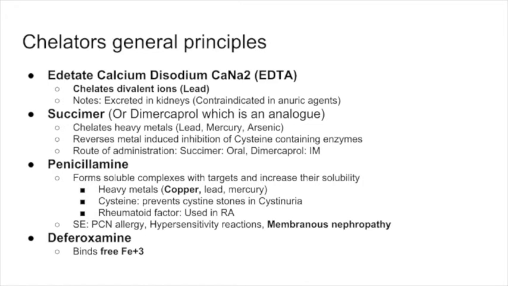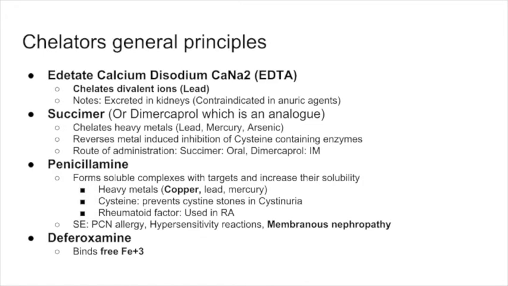And in addition to that, it also reverses the inhibition of cysteine-containing enzymes. These heavy metals cause inhibition of these cysteine-containing enzymes, and succimer or dimercaprol reverse that. Third is penicillamine. Penicillamine forms complexes with targets and increases their solubility.